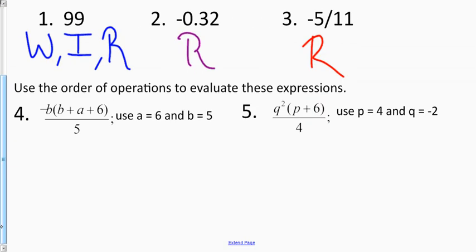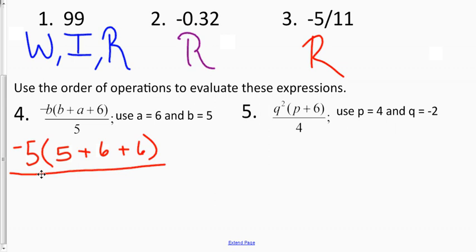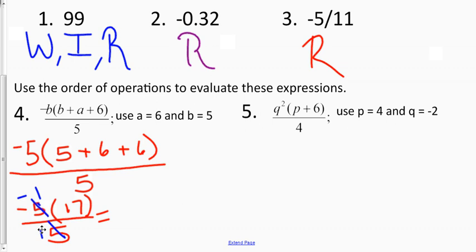Finally, I want to simplify these expressions, so I'm going to substitute. b is 5, so I'm going to write -5 times 5 plus 6 plus 6, all of that over 5. So I have -5. 5 plus 6 is 11. 11 plus 6 is 17. And that's going to be all over 5. I can cancel out these 5s here, so this is just going to be negative 1 times 17 over 1. And the answer to that is just negative 17.